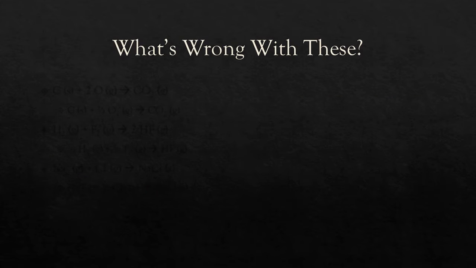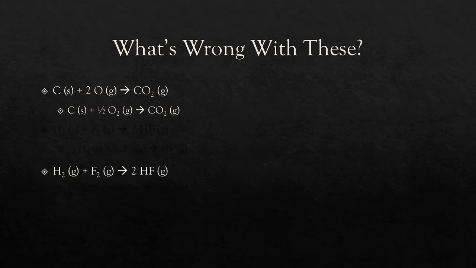Let's look at a few examples that are not correct and see if we can figure out why. Here we have solid carbon reacting with oxygen atoms to become CO2. At first glance, this is balanced, everything's in the right state, but if we look a little harder, O does not exist as atoms in nature. So the correct way to write this would be carbon plus 1/2 O2 to make CO2. Remember, oxygen comes in pairs in nature.